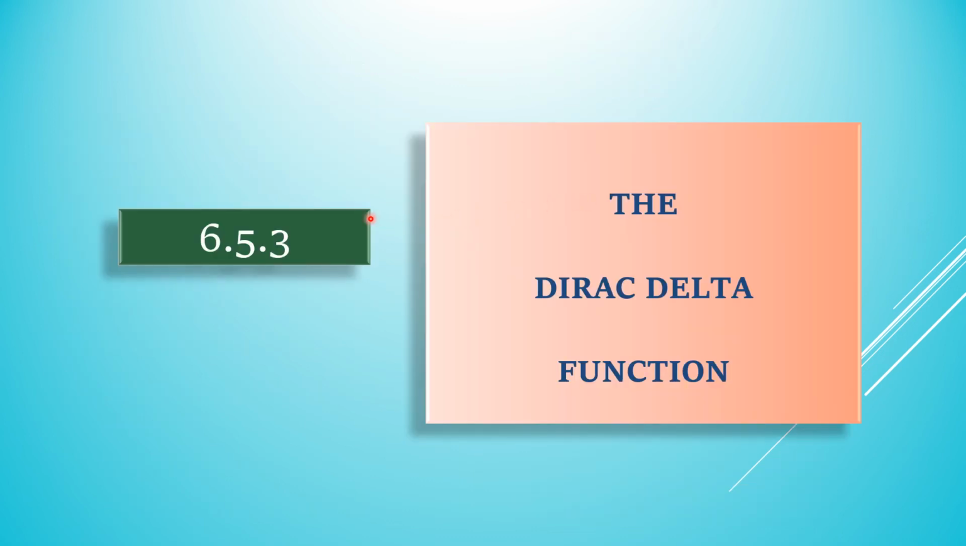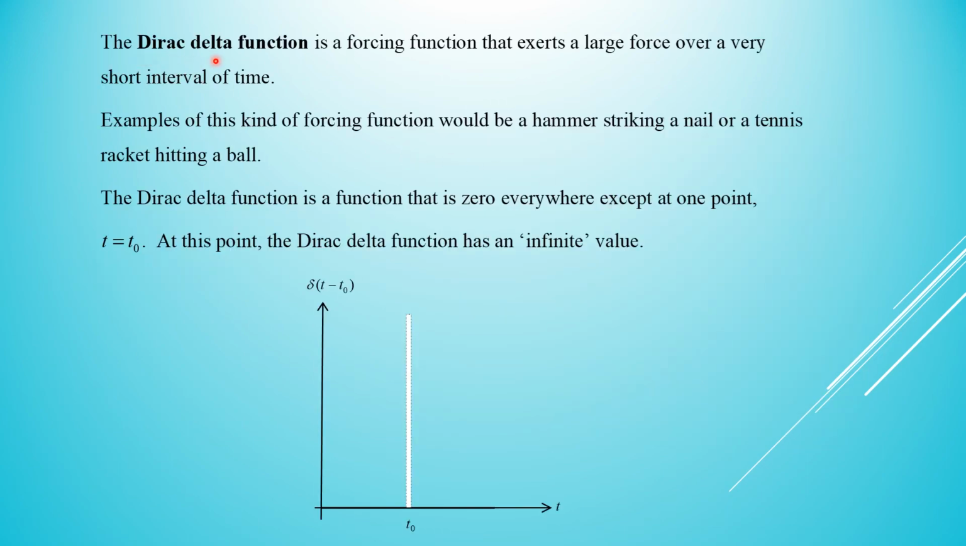We have now reached the final subsection of 6.5, 6.5.3, the Dirac delta function. The Dirac delta function is named after an English physicist, Paul Dirac. Paul Dirac made significant contributions to physics in the 20th century. The Dirac delta function is a forcing function that exerts a large force over a very short interval of time. So here we are talking about a function or a force which is very, very large, and this very, very large force acts over a very short duration of time.